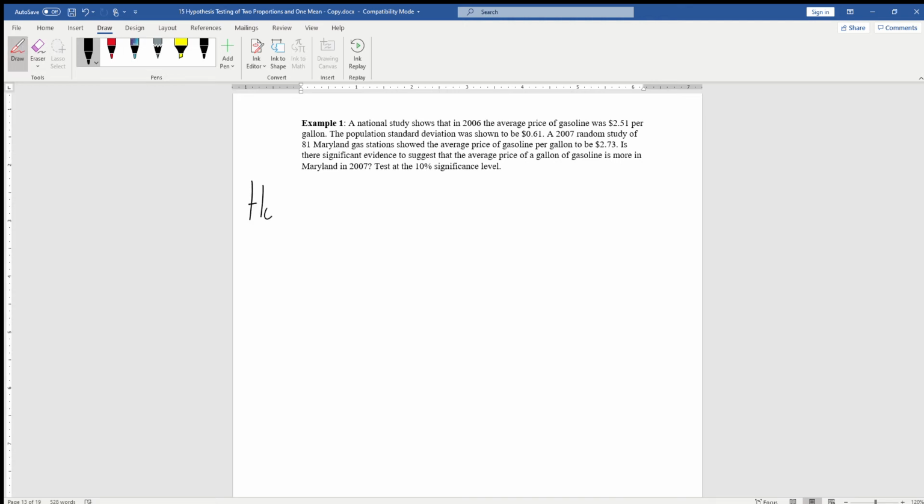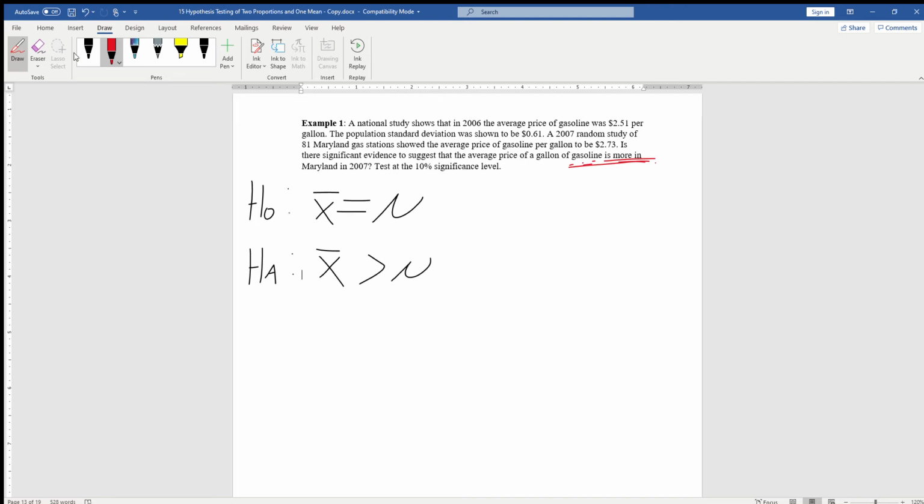Null hypothesis is our first step. Remember, we're assuming that if there's no change in the economy, if there's no change in social structure, all those other confines, that the sample mean is going to be equal to the population mean. However, in this case, the alternative is suggesting that X bar is greater than mu. And here's why. If we look at where the question is being asked, is there evidence to suggest that the average price of a gallon of gas is more in Maryland in 2007?